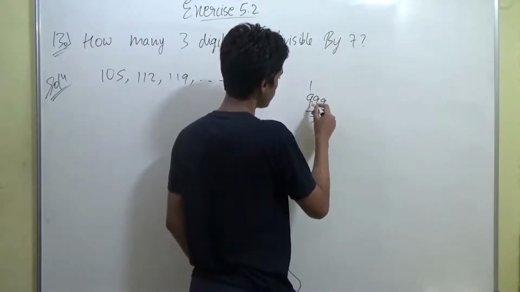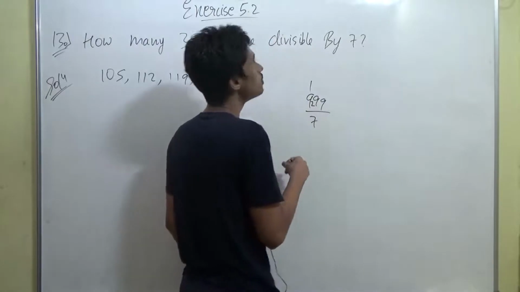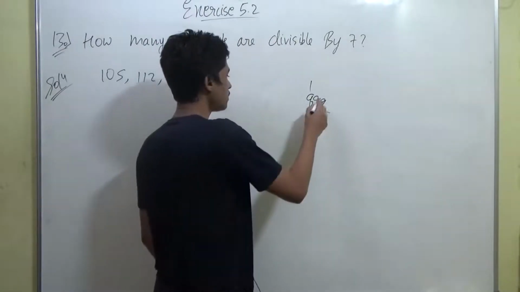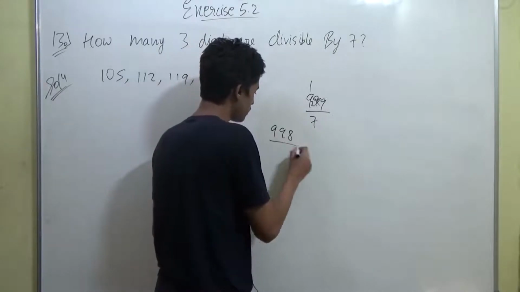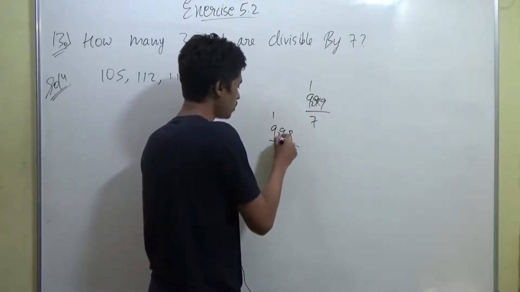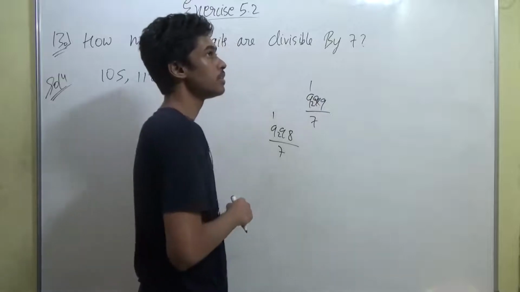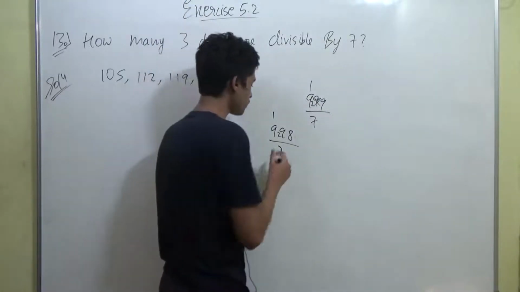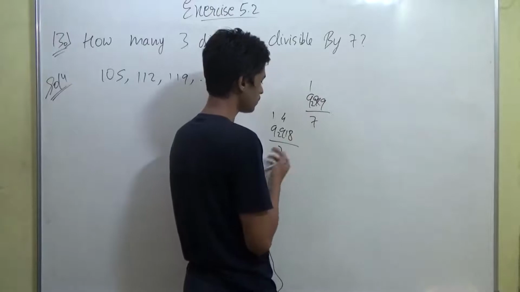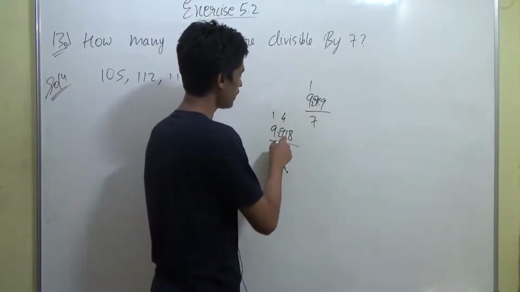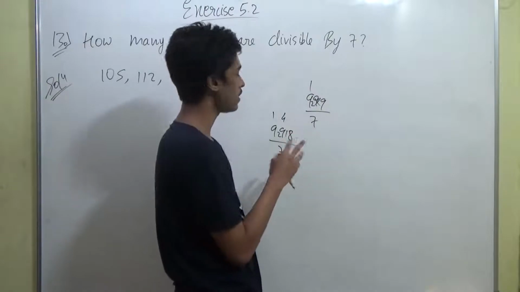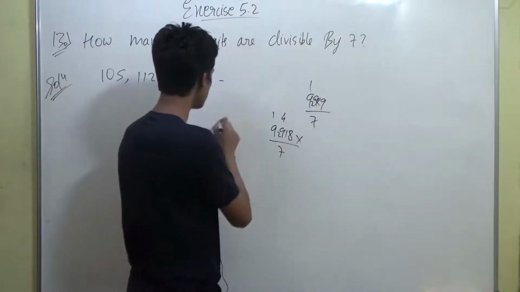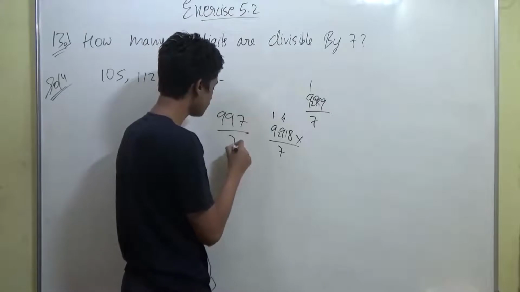So let's see whether it is this one. 7 1s are 7, 29... No, guys, even 999 won't be divisible by 7. Let us check for 998. 7 4s are 28, 1 is remainder, 18 is there. So is 18 divisible by 7? No, it's not possible.